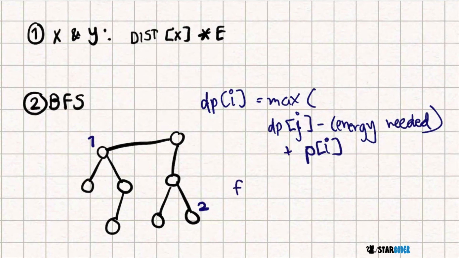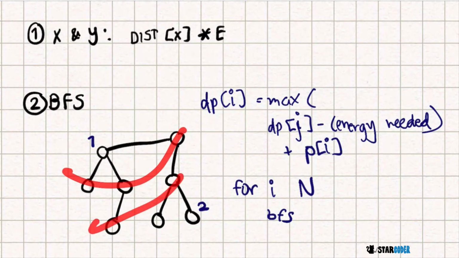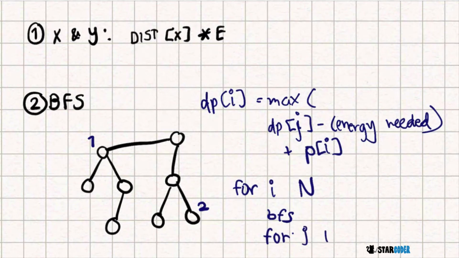We're going to loop through every value from I to N and do a BFS. Assuming this is I, we would find the minimum distance to all of these nodes. Then we loop through a second value j. For this value j, we check the distance from I and see whether or not it's plausible.